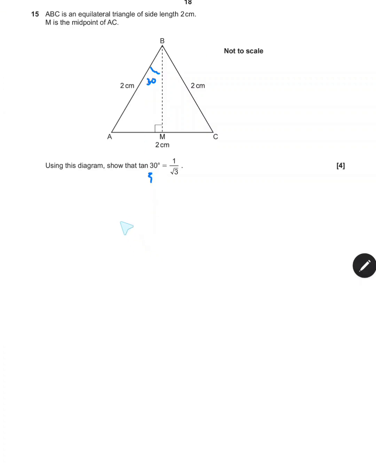What I need to work on tangent, if I just write SOH CAH TOA, the tangent trig identity involves opposite and adjacent. So I need my opposite. This is the hypotenuse. I also need my adjacent. So what I'm looking for is these two sides. Well, straight away I know my opposite. My opposite is 1. If this whole length is 2, then that measurement there is 1.